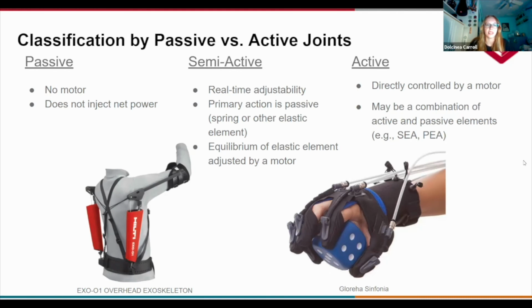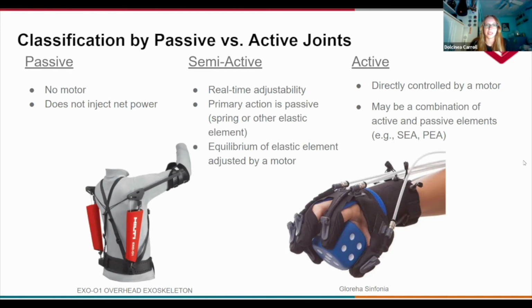Active exoskeletons have joints controlled by motors, though not every joint needs to be active to make an exoskeleton active. There can be a combination of passive and active elements. One of the many ways active exoskeletons are helpful is with lifting heavy objects and preventing injury.